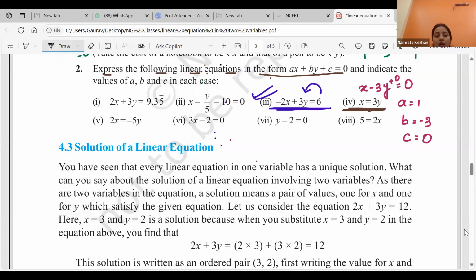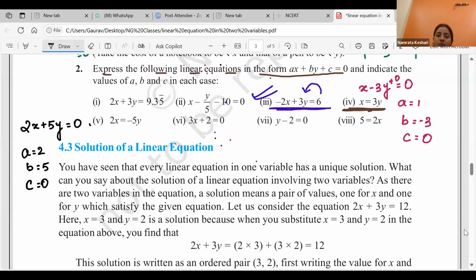Yes. Now, Chakrika, fifth one. Yes, ma'am. We can take -5 to the other side. So it'll be 2x plus 5y is equal to 0. And A will be 2, B will be 5, and C will be 0. Perfect.